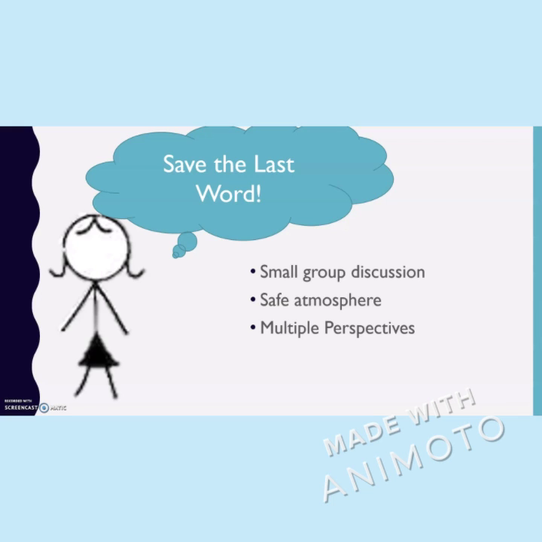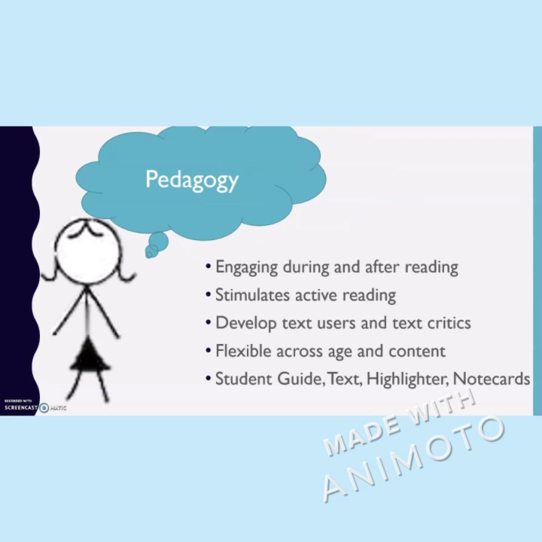This engaging activity is intended for small group discussion in a manner that allows students to feel safe sharing their opinions and teaches them the benefit of examining multiple perspectives. The activity engages readers during and after reading, stimulating active reading by having the students read between and beyond the lines, making the students both text critics and text users. The flexibility of the lesson allows it to be used across multiple disciplines, and students of almost any age range would be able to quickly catch on.